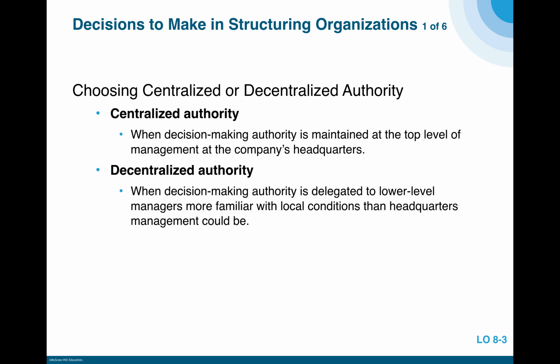For centralized and decentralized authority: with centralized, when making a decision, it's maintained at the top level of management at the company headquarters. Decentralized authority is when the decision-making authority is delegated to lower levels, for more familiar local conditions than headquarters management could be. So if you do have a decentralized authority, that means you probably have offices spread out throughout different states or something like that, and you're basing it on your local rules, the local feel, that sort of thing.